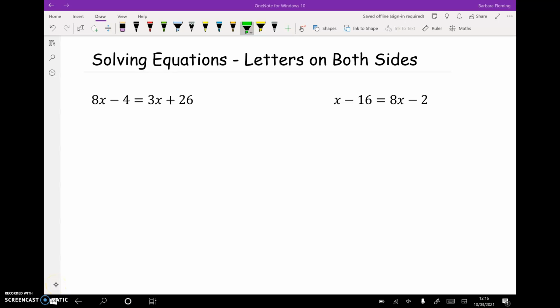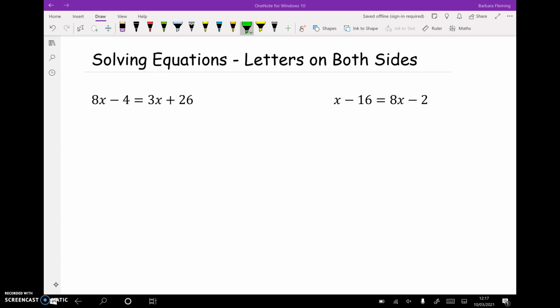In this video, we're going to look at solving equations whenever we have letters on both sides of the equal sign. So whenever you're talking about a side, you're talking about the equal sign being that solid foundation, and then to the left-hand side of the equal sign and to the right-hand side of the equal sign.